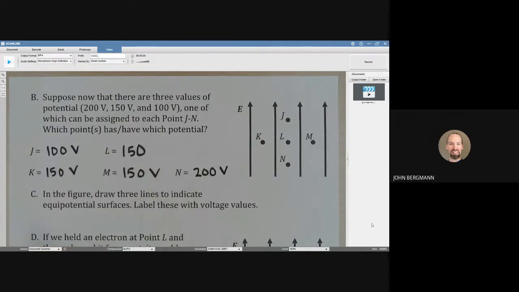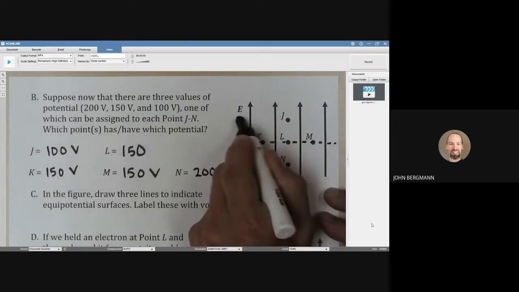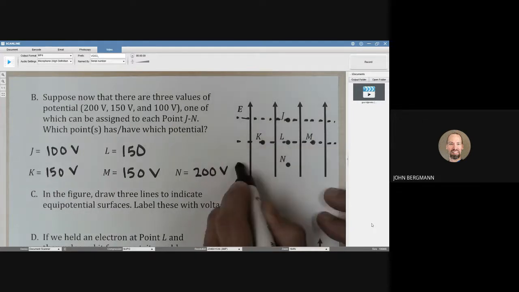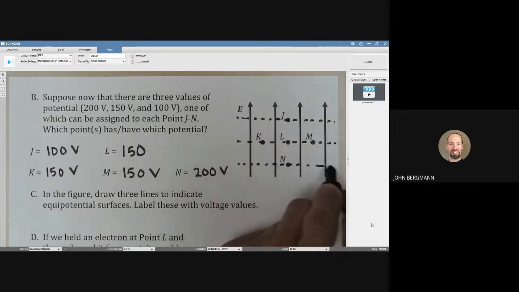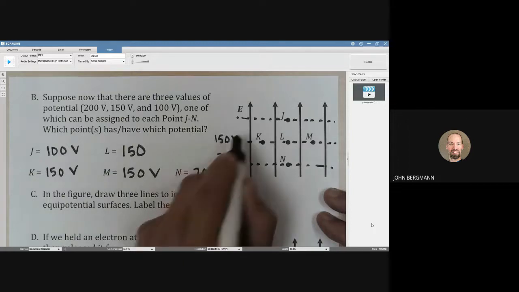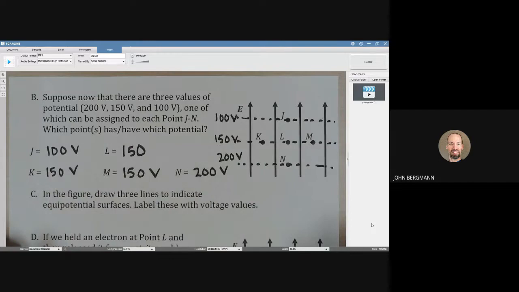Part C, draw 3 lines to indicate equipotential surfaces. There's an equipotential surface right there. There's an equipotential surface right there. There's an equipotential surface right there. And this one has a voltage of 200 volts. This one here has 150, according to our problem. And this one here has 100.